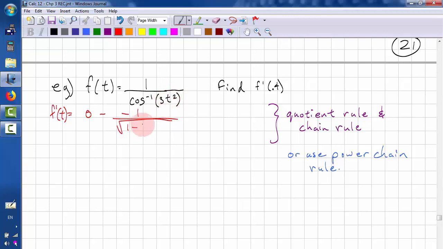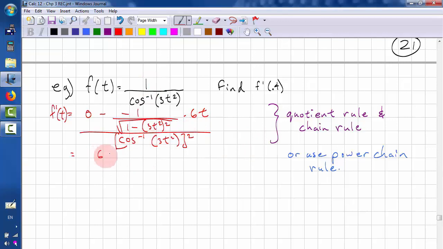So this is your x. So we need to do 3t squared squared. And we need to multiply by the derivative of this. That's just 6t. And now we need to square the denominator. So this is cos inverse 3t squared, all squared. Okay, now we can simplify this. Oh, I forgot to mention that we need to multiply by the numerator, but the numerator is just 1, so we don't have to do anything there.